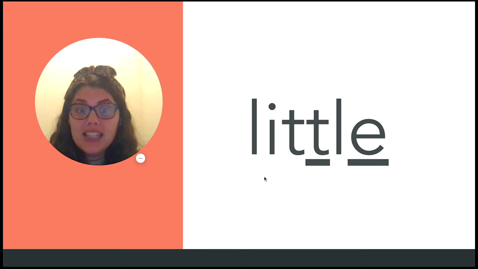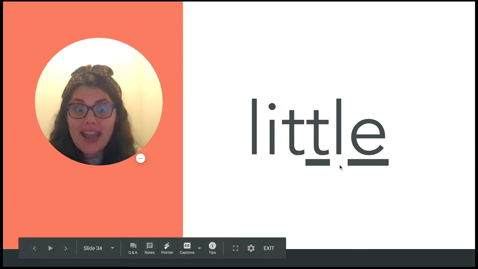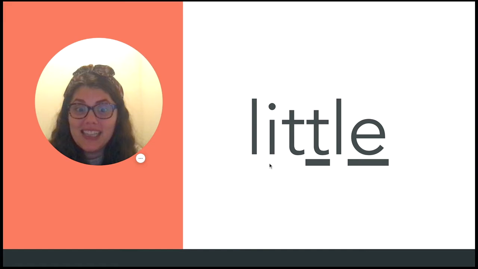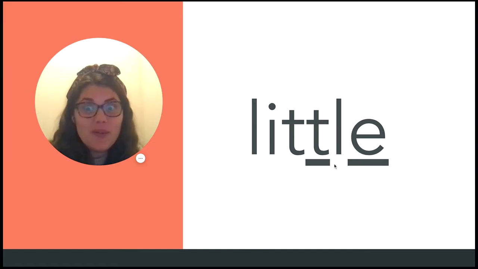All right. We have lit. And this one isn't underlined, so we can sound that out too. So we have lit, oh. Keeble Cubs, what's this tricky word? Little. Good job, friends.